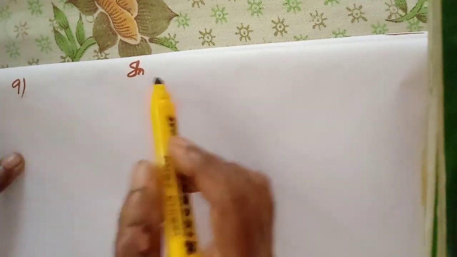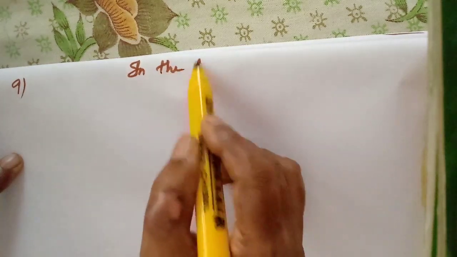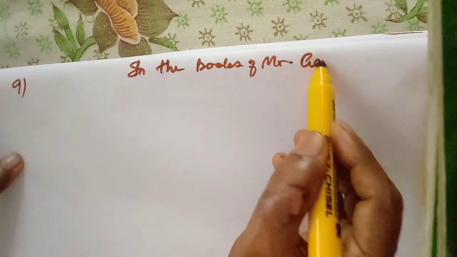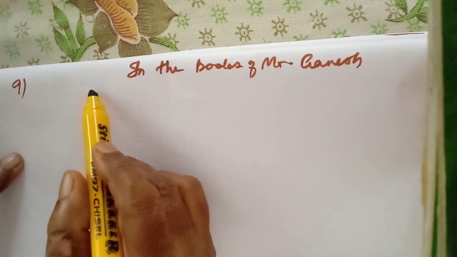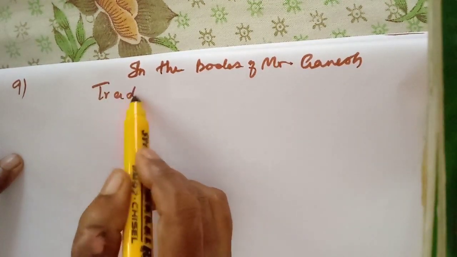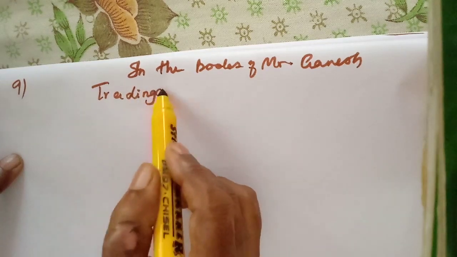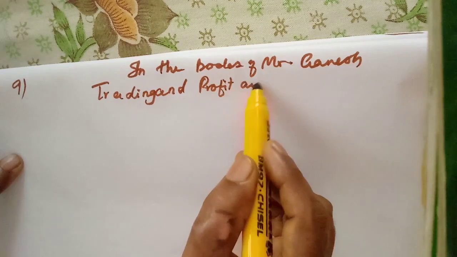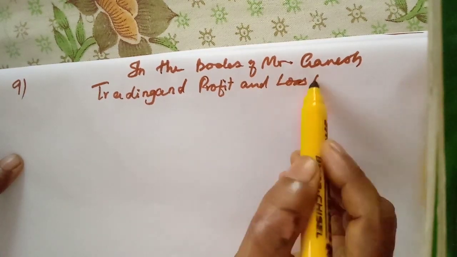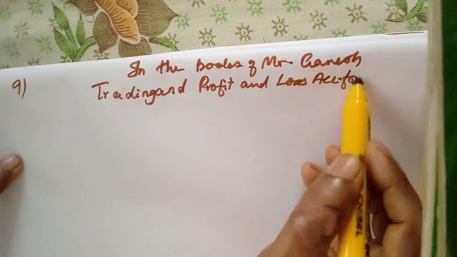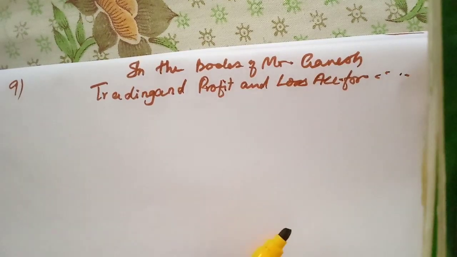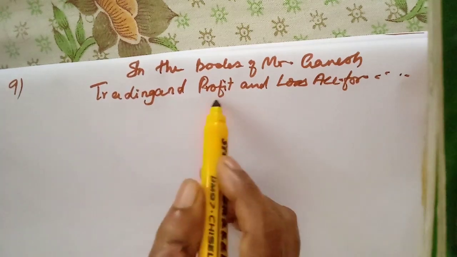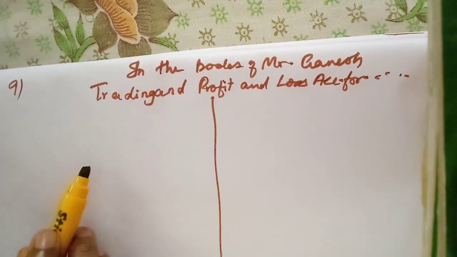First number, then heading: In the books of Mr. Ganesh. Then trading and profit and loss account. It is one account only. Trading and profit and loss account for the year ending. It is not given, so just put a dash. Okay. Now we will prepare.